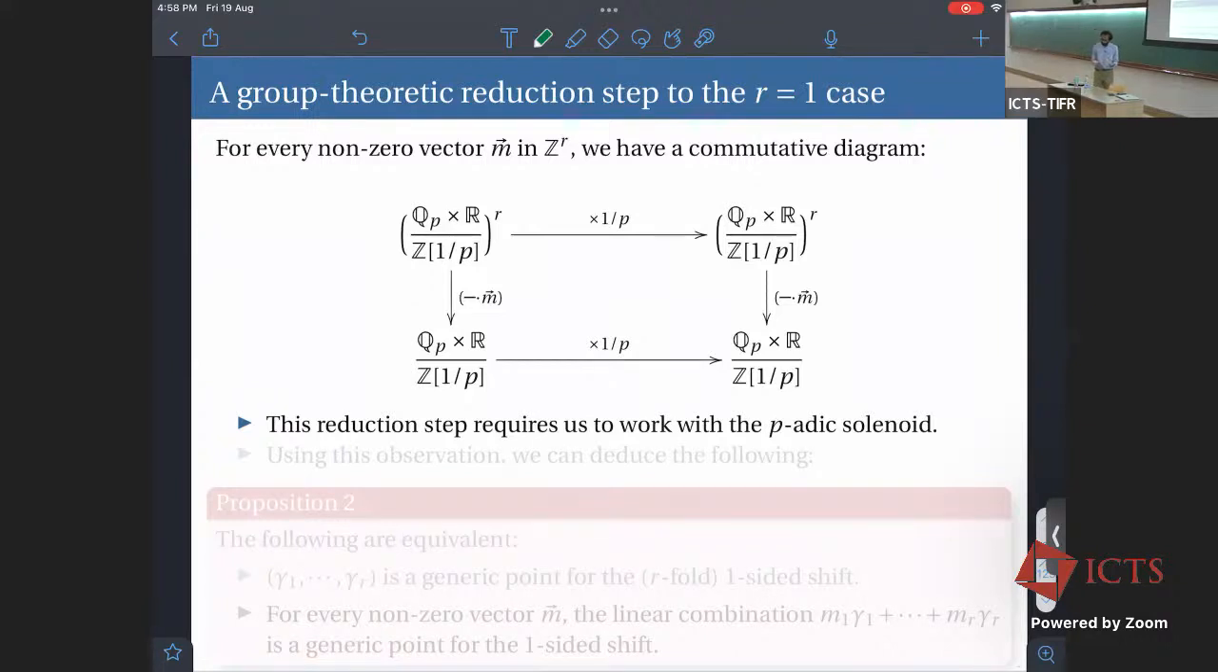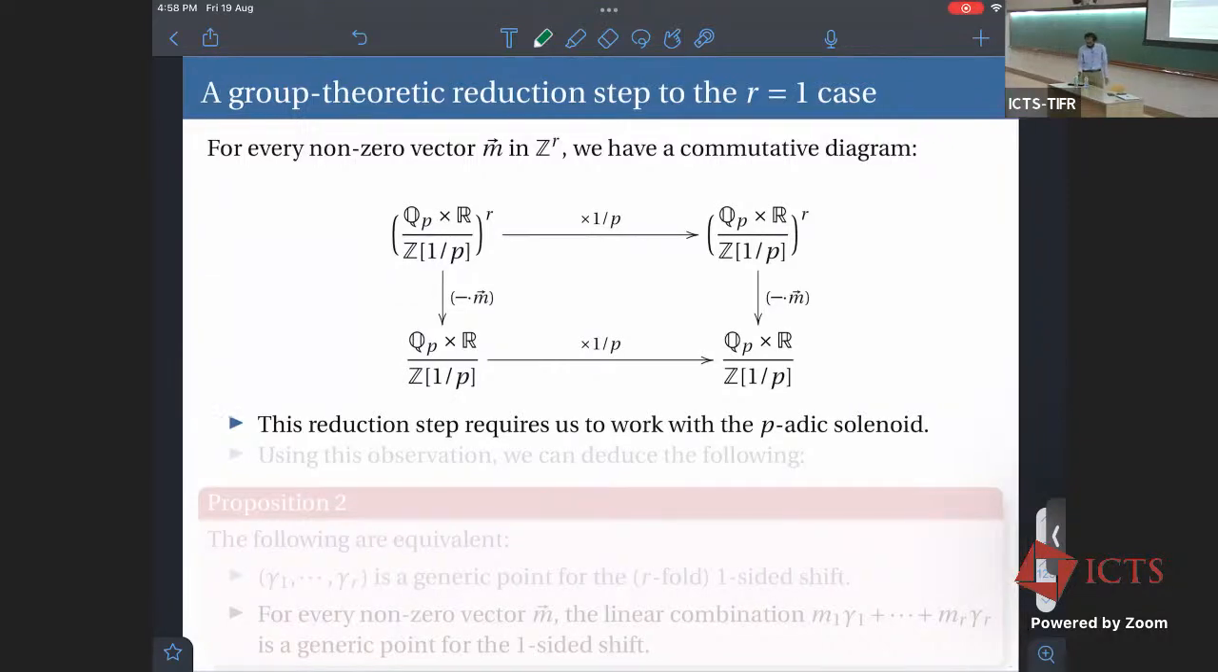And then just this observation that if you take any non-zero vector in Z^r, you have a map from r copies of the p-adic solenoid to 1 copy of a p-adic solenoid just by taking the linear combinations. So if you have an R-fold copy, you can just take a linear combination. But then it's just a simple map, multiplication by 1 over p. And so this diagram commutes.